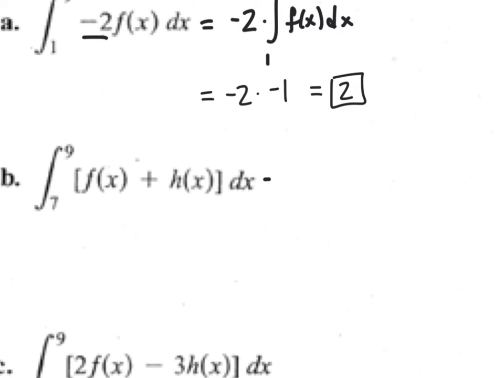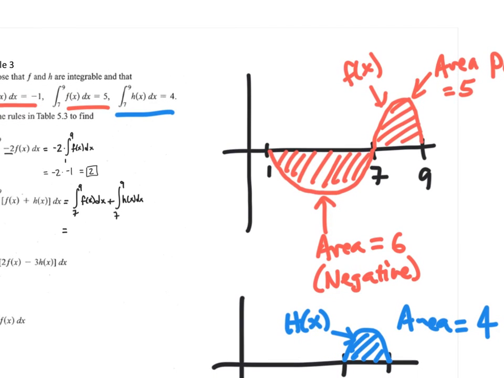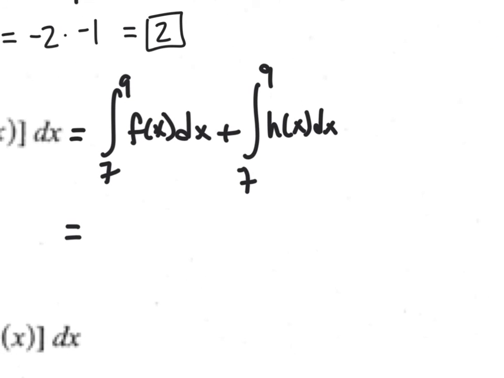Now what I want to do is split this up. And I want to say the integral from 7 to 9 of f of x dx plus the integral from 7 to 9 of h of x dx. Okay? Now we knew that the area for f of x was 5. Okay? We can look at that from our picture. And the area under h of x was 4. It also tells us here and here. So I can replace those values now with 5 plus 4, and that gives us a total area of 9.